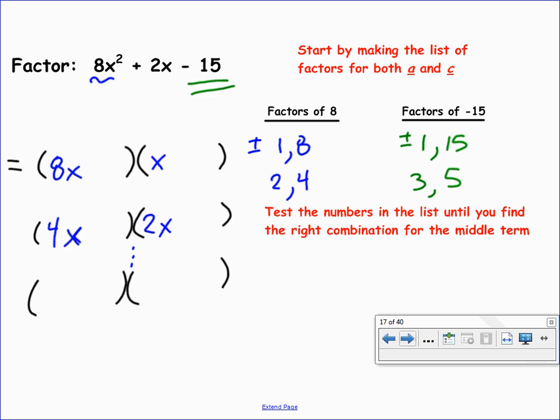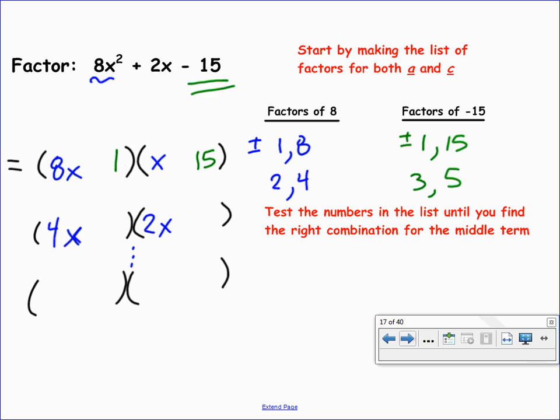Now let's go ahead and try some placements in my lasts and see if any of these are winning combinations. So I could try 1 and 15, or 15 and 1. And if I did 15 with the 8 and 1 with the x, my outer product right now would be 8x times 1 is 8x. My inner product would be 15 times x is 15x. Could I combine 8x and 15x through addition or subtraction and get to 2x as a sum? No. Is this a winning placement? No. And I see that switching the 15 and 1 isn't going to be much help either.